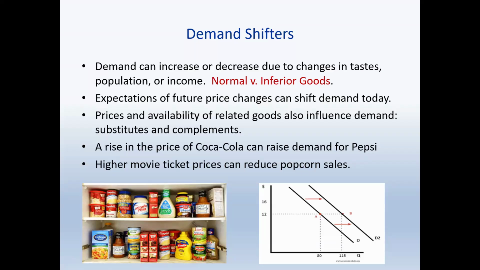Similarly, higher movie ticket prices can reduce popcorn sales. So if a movie theater decides to increase the price for movie tickets, fewer people are going to show up at the movies, and even those who show up are less likely to buy snacks because their budget is more constrained. So an increase in the price of movie tickets will cause a leftward shift in the demand curve.